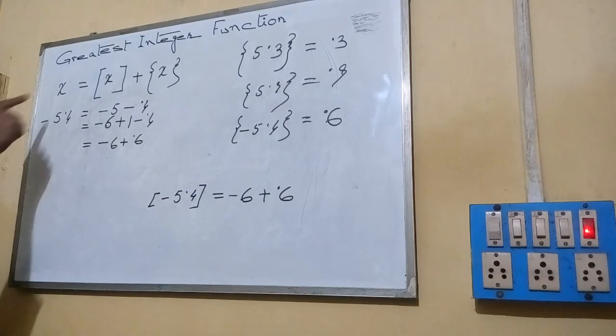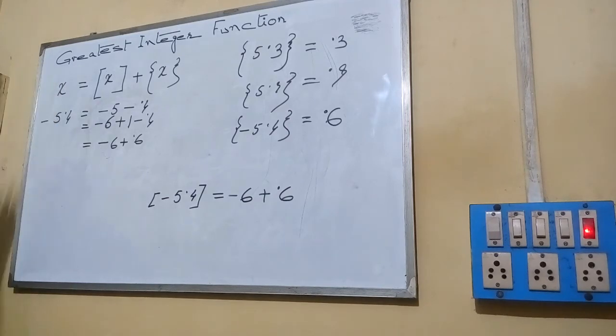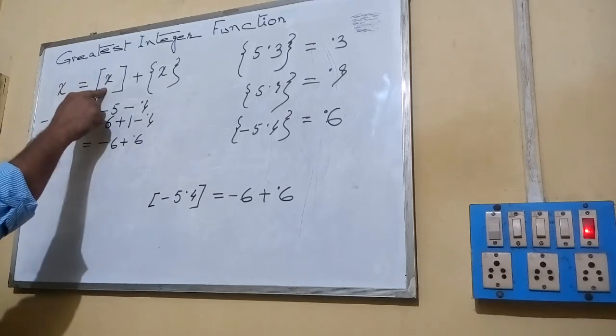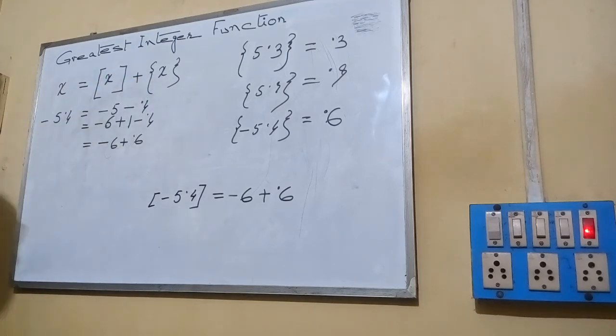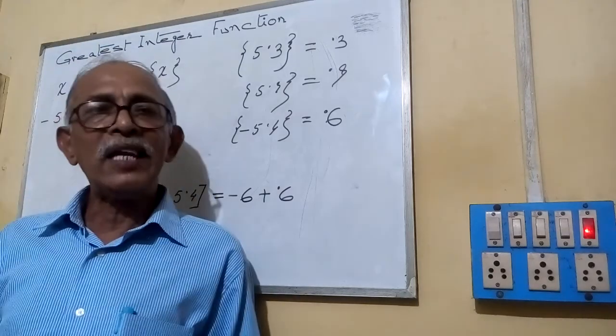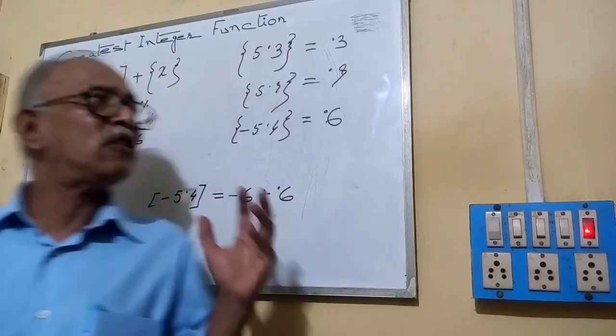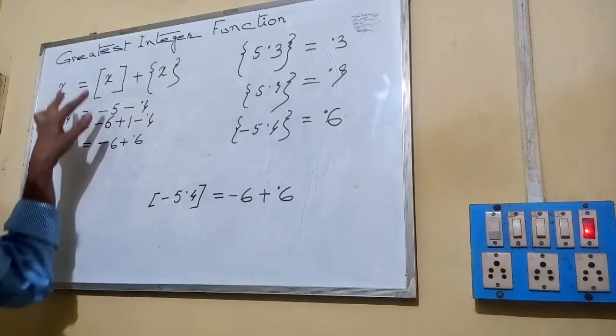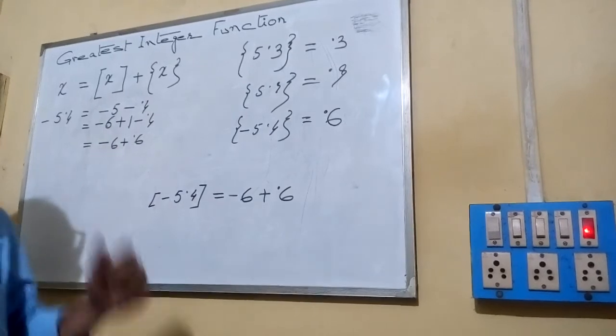So what we have to remember is that any number equals its integral part plus its decimal part. Hope I was able to explain what this box function, or greatest integer function, and the decimal part function are.